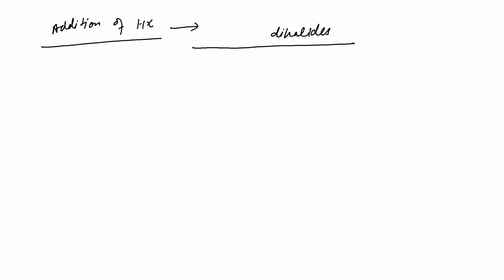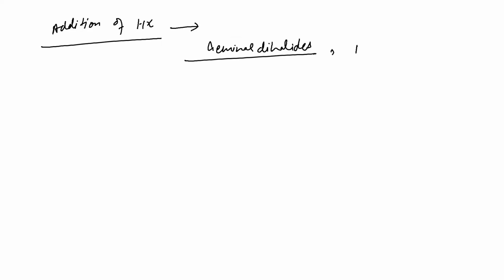Actually, the tab is not working so properly. Geminal dihalides. So geminal dihalide means both halogens are on the same carbon. That is, if you are writing, both halogens are at the same carbon. That you need to know.